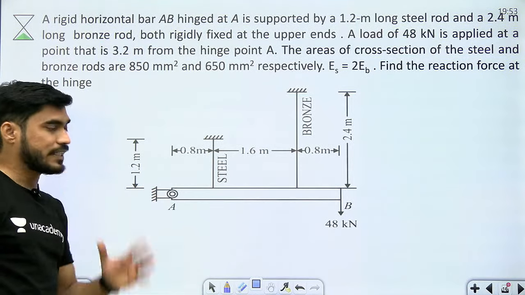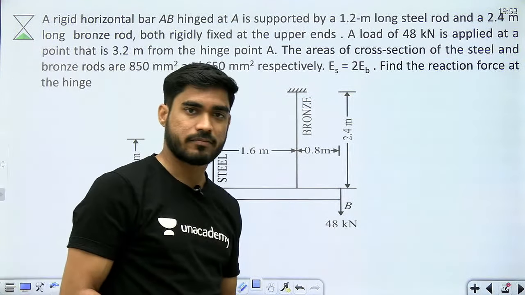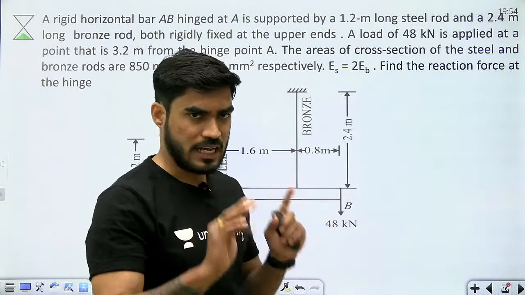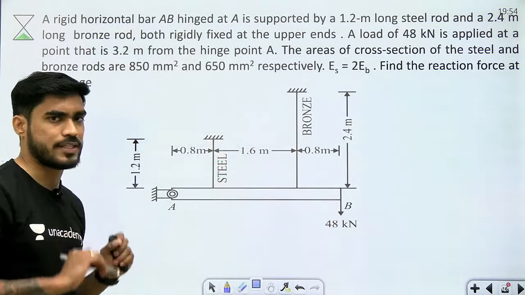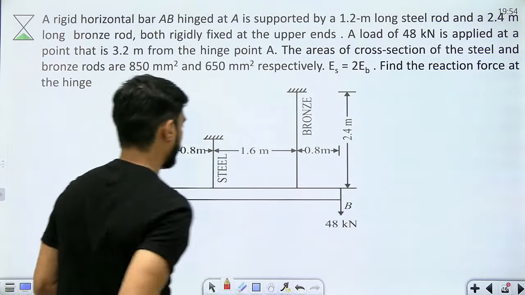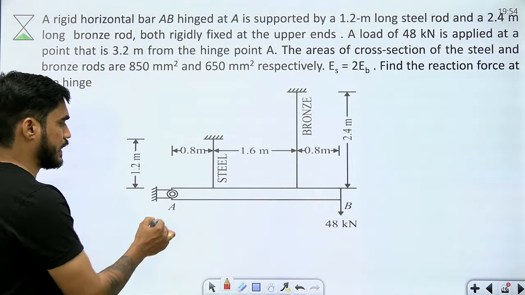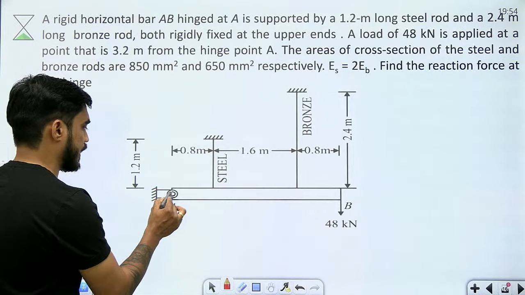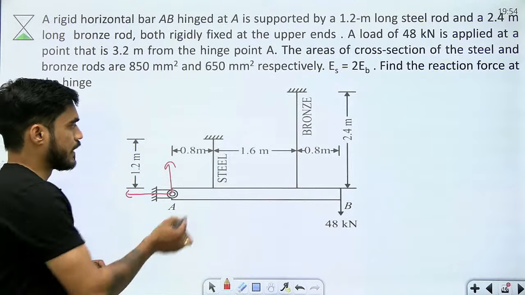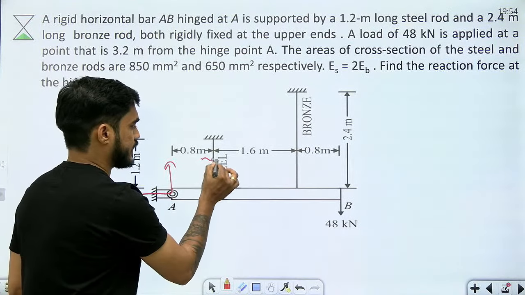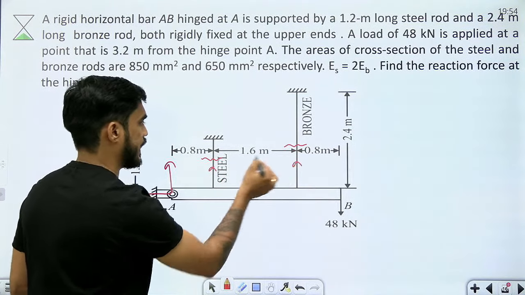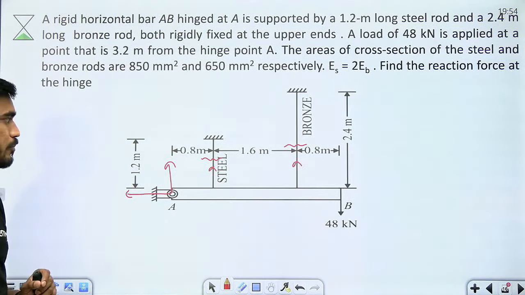Now in order to find the reaction force at the hinge, you will first draw the free body diagram, है ना? अब बेटा free body diagram अगर मैं बनाऊं इसका, तो मुझे क्या मिलेगा? Let's see. At the hinge, there will be a horizontal reaction and a vertical reaction. ठीक है? Now it is connected to the steel rod and bronze rod. So beta, there will be a force in steel, there will be a force in bronze, right?